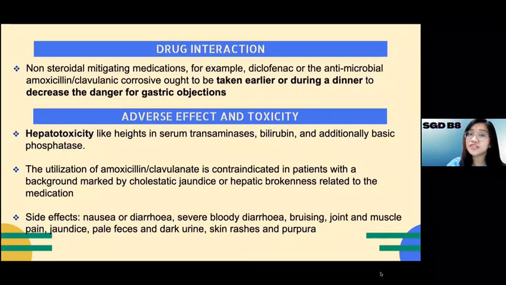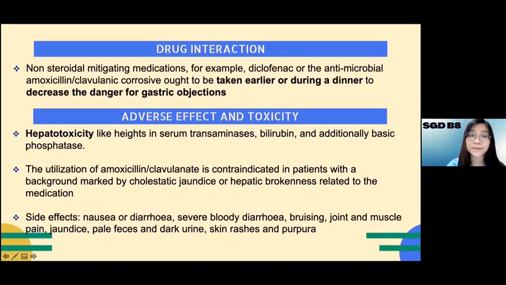And then, the usage of amoxicillin as an antibiotic treatment has its own side effects. For example, you may get nausea or diarrhea. Even though it's a common side effect, you may consult with your doctor or pharmacist if the symptoms are prolonged. Other serious side effects are severe bloody diarrhea, bruising, joint and muscle pain, jaundice, pale feces, and dark urine, skin rashes, and also purpura. Because these are rare side effects, you are advised to seek your doctor or pharmacist after the symptoms start.